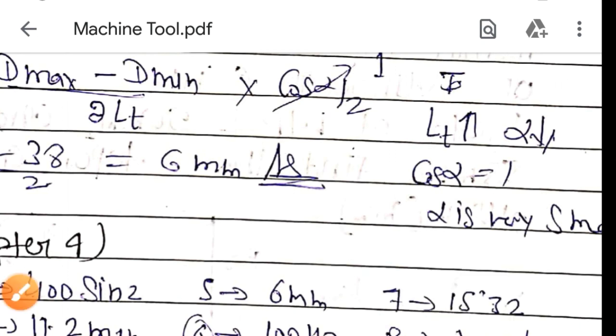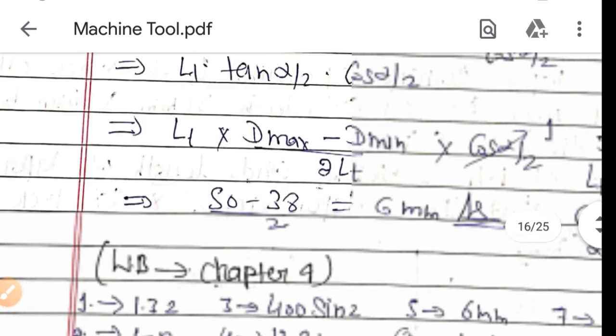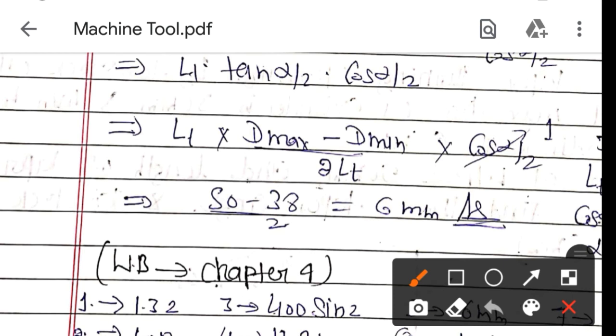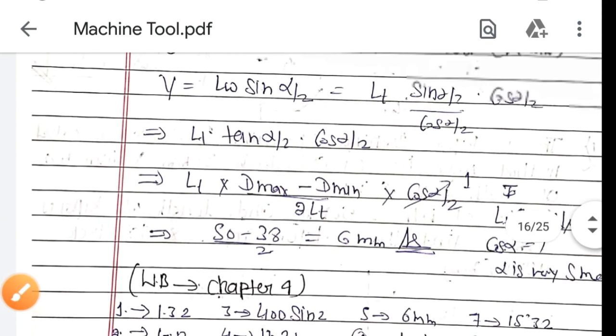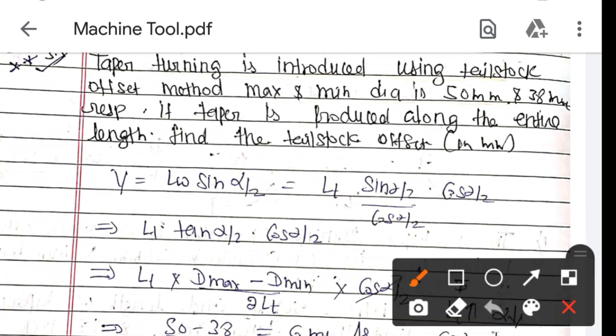So the equation will become length of the taper into d max minus d min divided by 2 times of the length of the taper alone. Now we have all the data and we are able to solve this one even without alpha. Okay, so answer will be the 6 mm. So just remember and read the questions carefully. He is talking about the entire length of the workpiece.